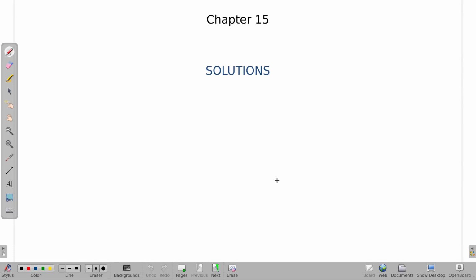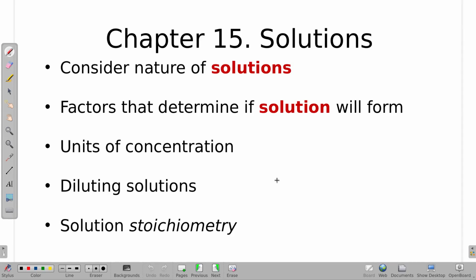Okay, so today we're going to be looking at solutions, which is our 15th chapter. Now, when we talk about solutions, we're going to introduce at first just some terminology, and then what we're going to do is actually look at what actual factors we have that's attributing to our solutions. Then we have some units, and then we're going to talk about some math we can do with those units.